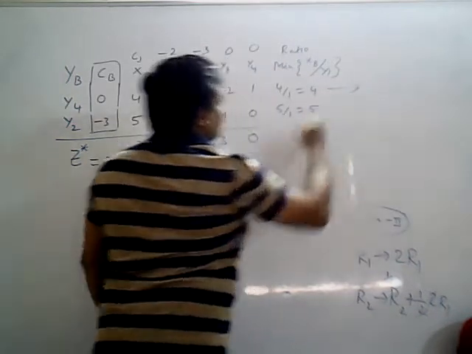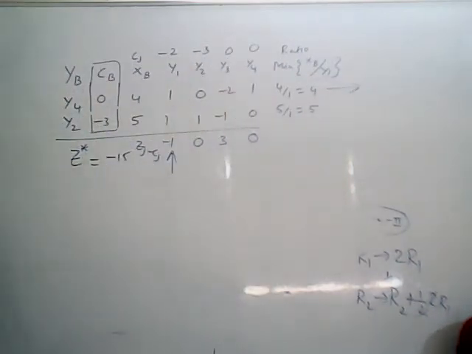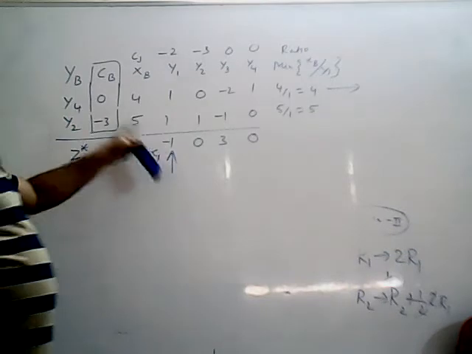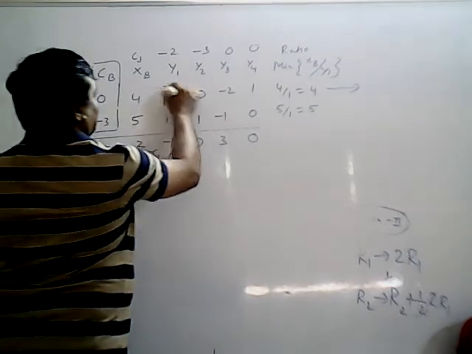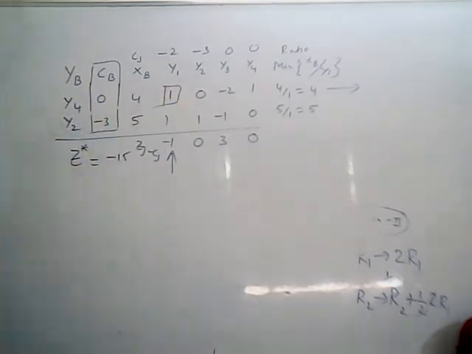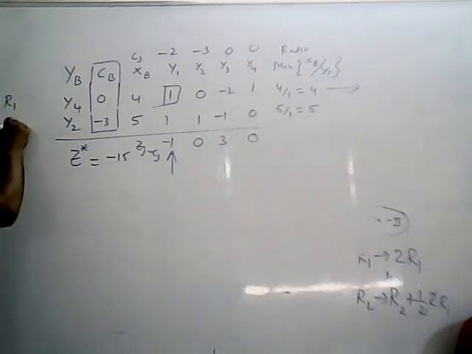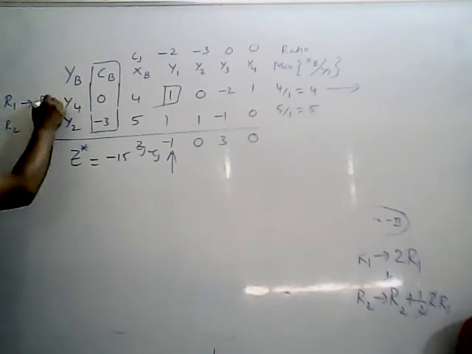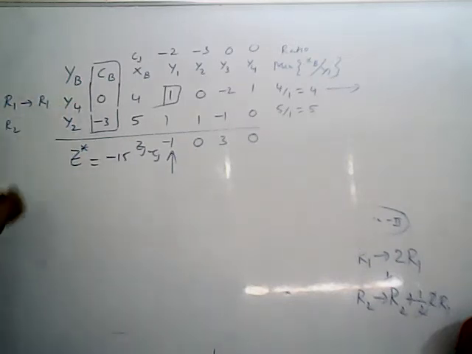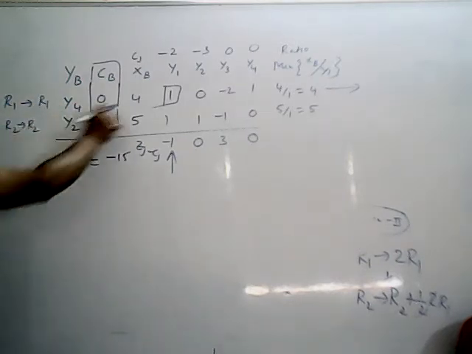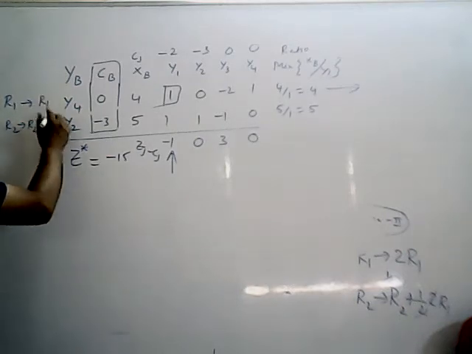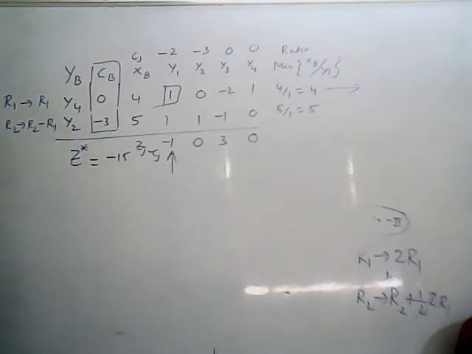So the leaving variable is Y4. In place of Y4, Y1 enters. That means what is the value here? 1 is the key element. Now, as before, R1 implies R1 only, since the key element is already 1. R2 implies R2 minus R1, following the key element operation, for the next table.